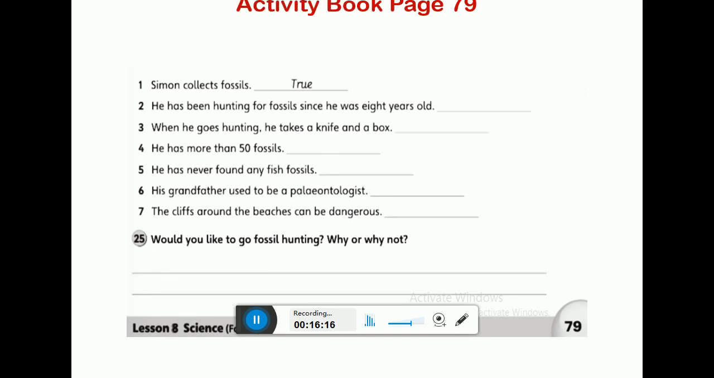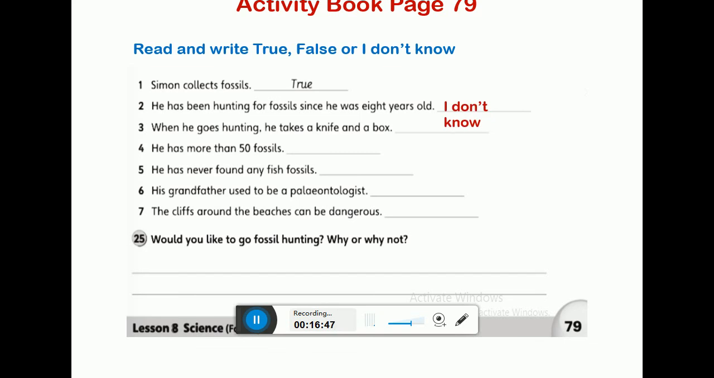That's page 79. Read and write true, false, or I don't know. You write I don't know if this piece of information wasn't mentioned in the reading text. Number one, Simon collects fossils. That's surely true. Number two, he has been hunting for fossils since he was 8 years old. If you go back to the passage, was that piece of information mentioned? Good job. No. So the answer is I don't know.